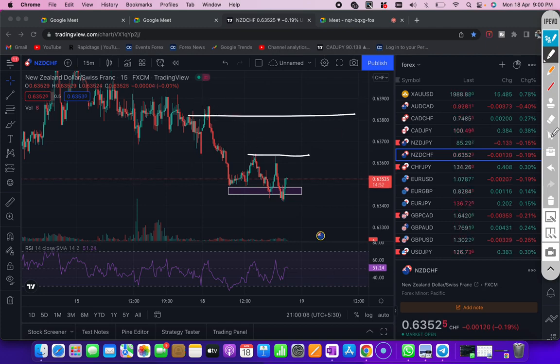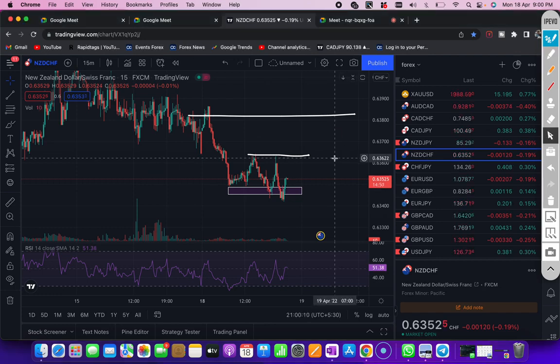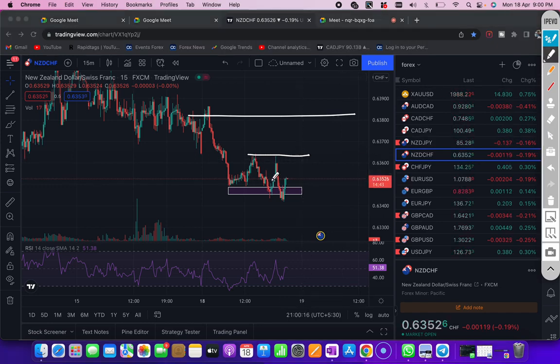Obviously, in the 15 minutes time frame, it has formed a kind of double bottom, or you can say triple bottom. So I have initiated a trade right here. I have not booked here. I am expecting this particular trade to move to this particular level. So let's see.